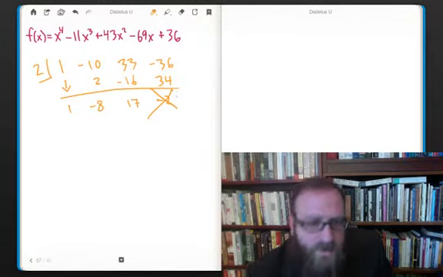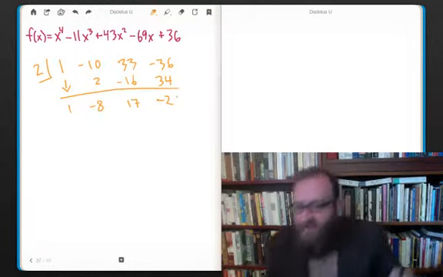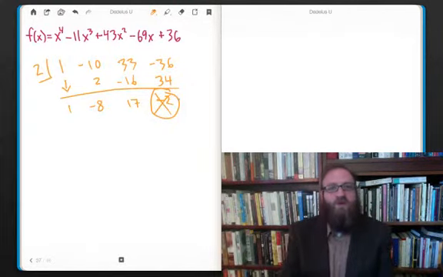Oh no! It looks a little drastic, but if you get a number that is not 0, then that doesn't work. So what we've just proven is that 2 is not a factor of this function. And the reason I did so is because synthetic division involves a lot of trial and error. Lots of times things don't work and you just have to live with it and move on.